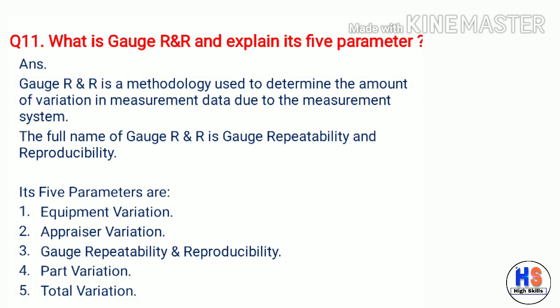The next, 11th important question is: what is Gauge R&R and explain its 5 parameters. Its answer is: Gauge R&R is a methodology used to determine the amount of variation in measurement data due to the measurement system. The full name of Gauge R&R is gauge repeatability and reproducibility. Its 5 parameters are equipment variation, appraiser variation, gauge repeatability and reproducibility, part variation, and total variation.